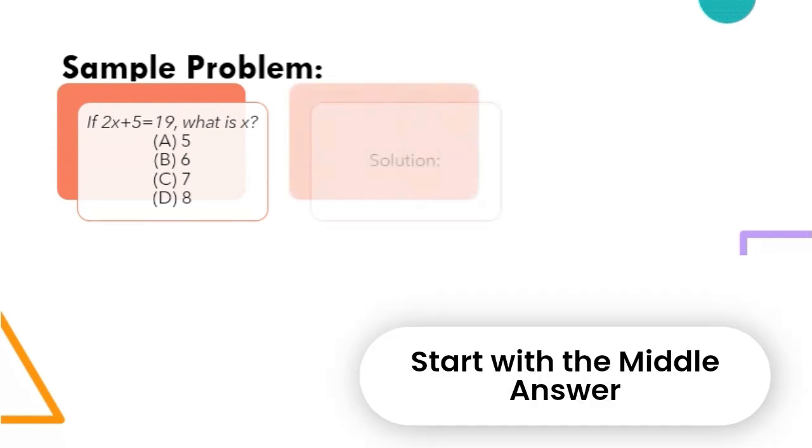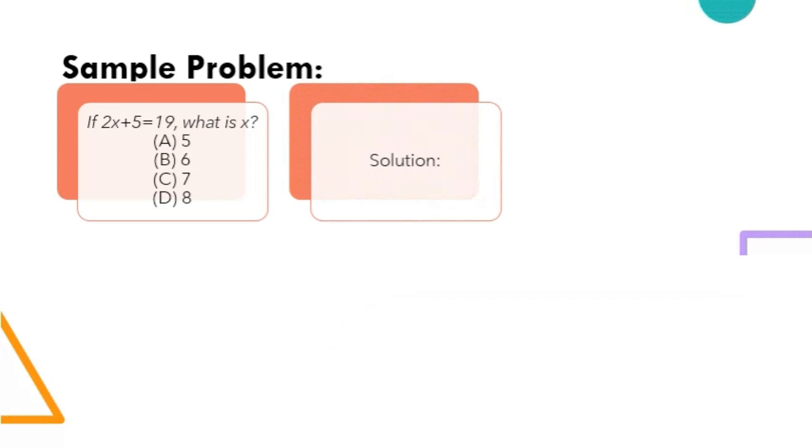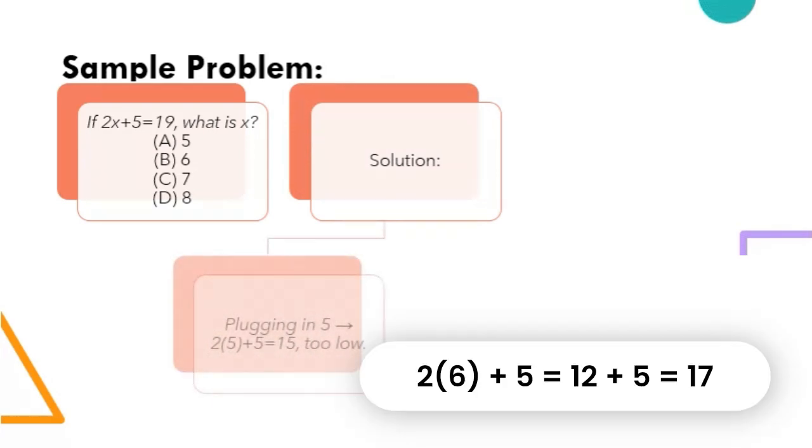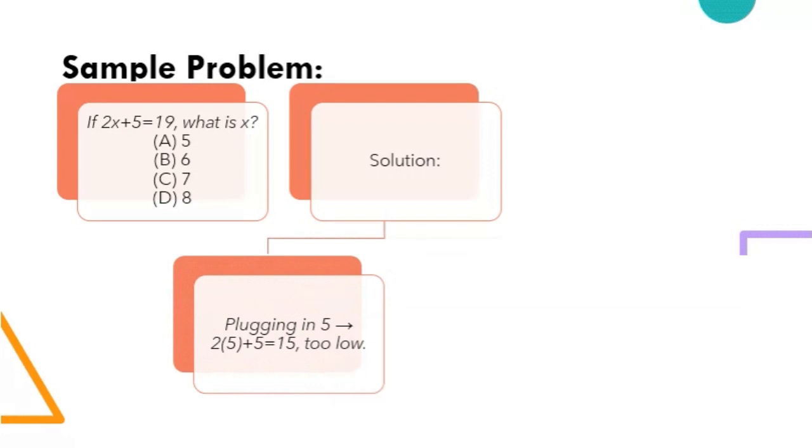Step 1. Start with the middle answer. When using backsolving, start with the middle answer choice. Looking at our options, A, 5, B, 6, C, 7, D, 8. The middle is x equals 6. Let's plug in x equals 6. 2 times 6 plus 5 is equal to 12 plus 5 is equal to 17. Oops, that's too low. We need 19. That means the correct answer must be bigger than 6.